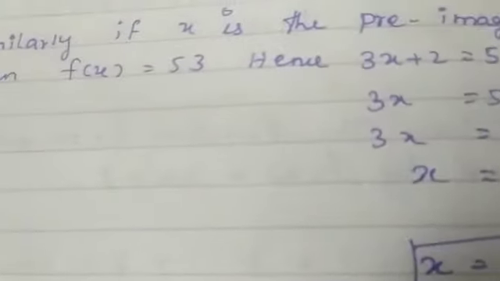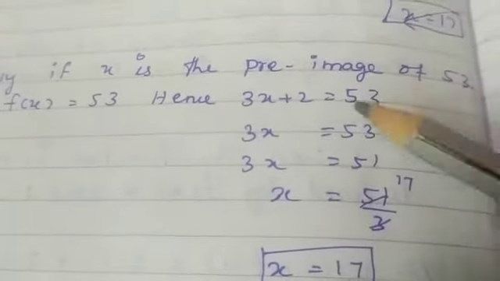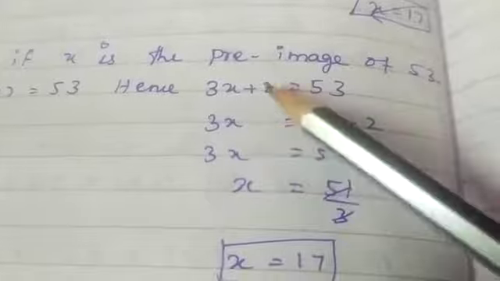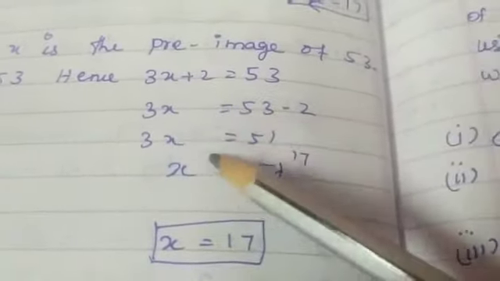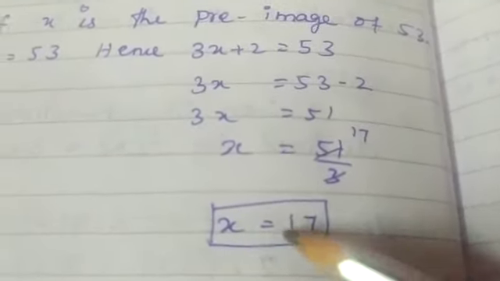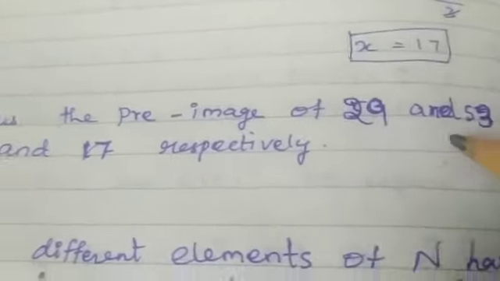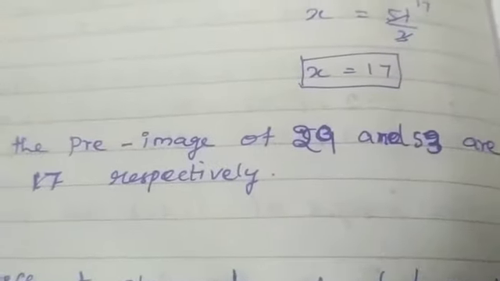Similarly, if x is the pre-image of 53, then f of x equal to 53, hence 3x plus 2 equal to 53, and this plus 2 will go that side and become minus 2, and 3x equal to 51, x equal to 51 by 3, that is equal to 17. Thus the pre-images of 29 and 53 are 9 and 17 respectively.